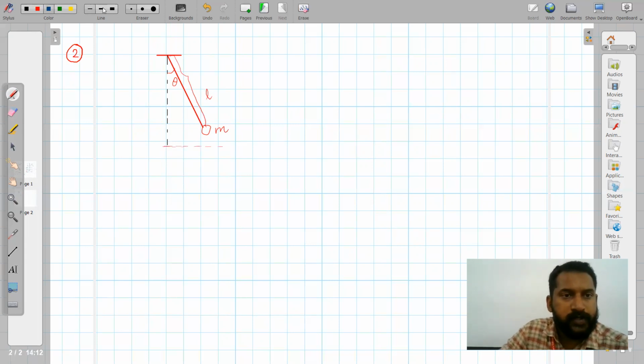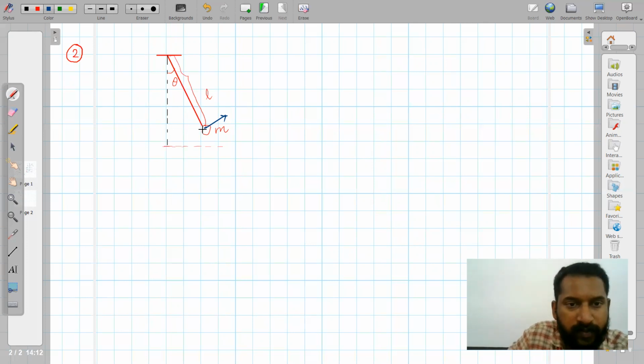In the Lagrangian approach, what you need is the velocity of this mass at any particular instant. At any particular instant, this will be moving in this direction or in the opposite direction. Either way, it is not a problem. So let it be in this direction at any particular instant of time. The second thing that we have to mark is the height of this mass from the equilibrium position.